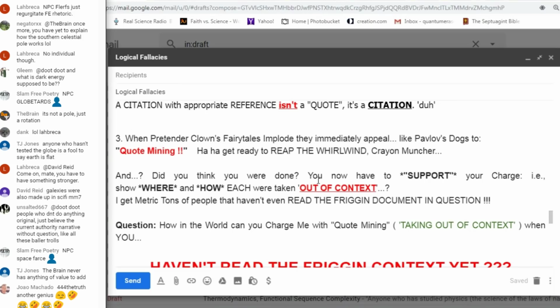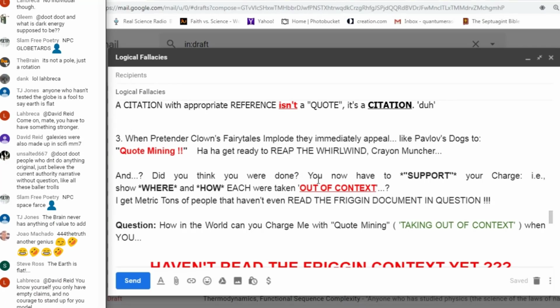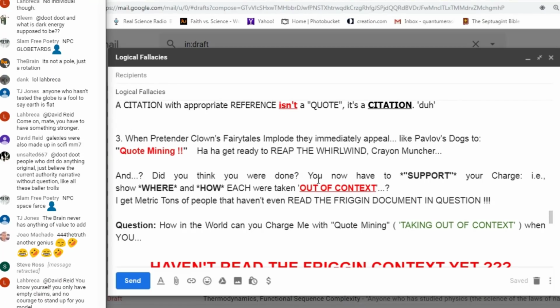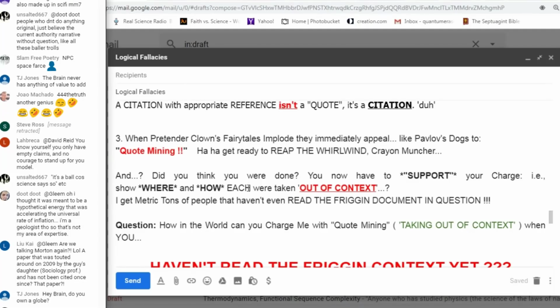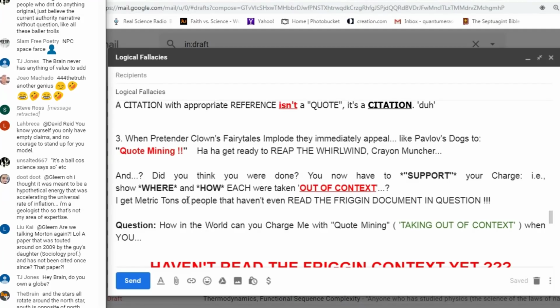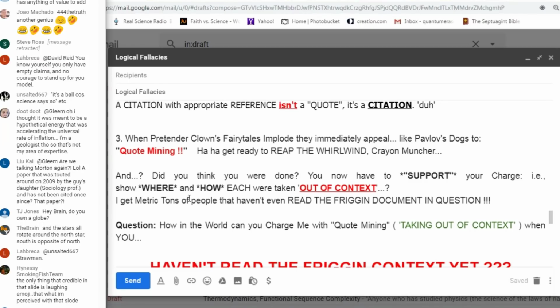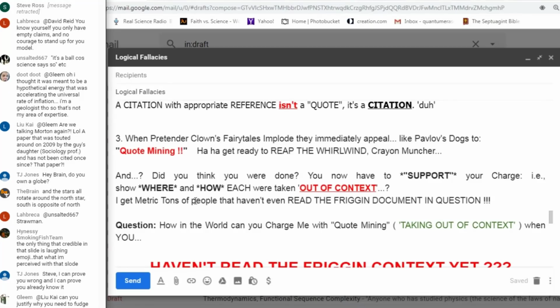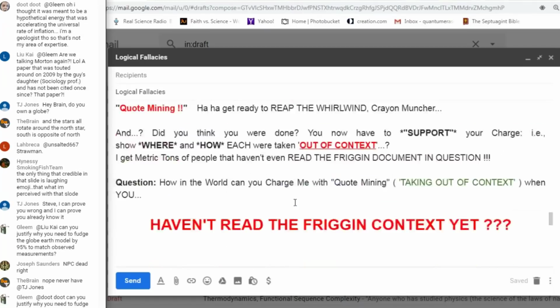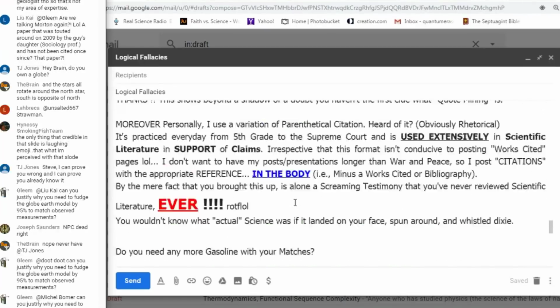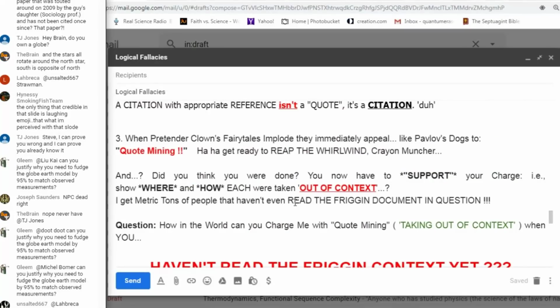You understand there's claim support, other than village idiots. You understand that when you make a claim, you have to support it. Just because you say it doesn't make it so. So to support your charge of quote mining, you have to show the actual citation, or quote as you call it, where and how each were taken out of context, because that's the definition of it. You follow? You want me to get the crayons out? I will, as long as you promise you don't munch them.